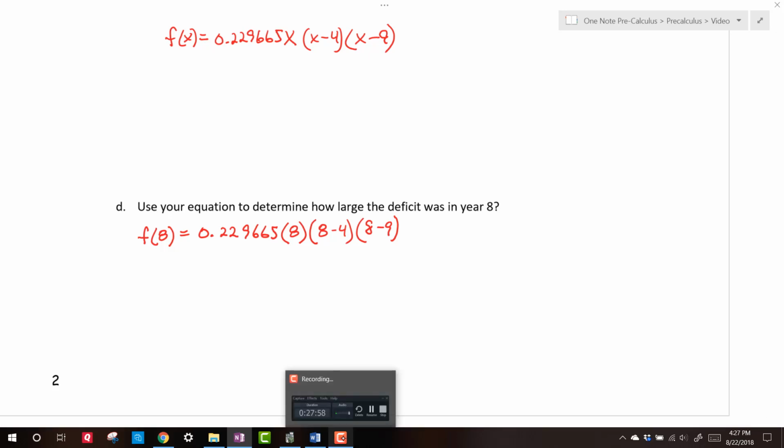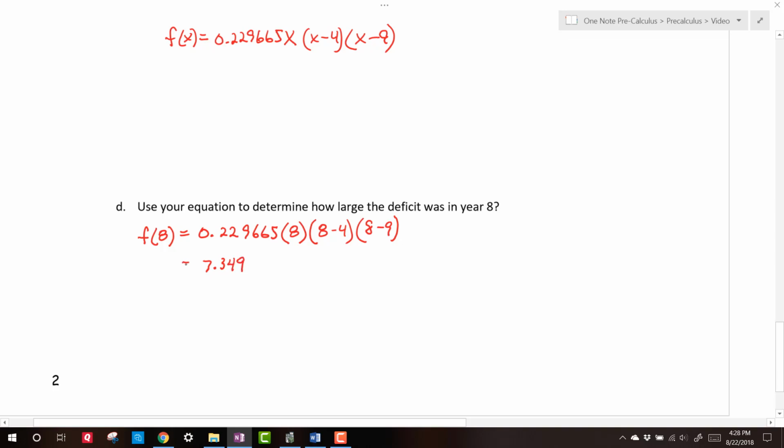So, if we do that, we end up with 7.349. So, let's go back and look at our units on our graph. So we know that 8 represents year 8. So at year 8, the deficit, okay, actually this was negative. So the deficit, that's where the negative comes from. It indicates deficit. And you can see that this would be negative because 8 minus 9 would be negative 1, which is going to make this whole thing negative.